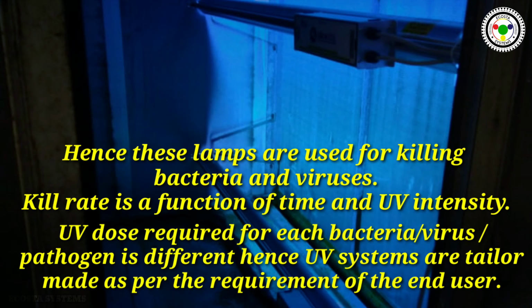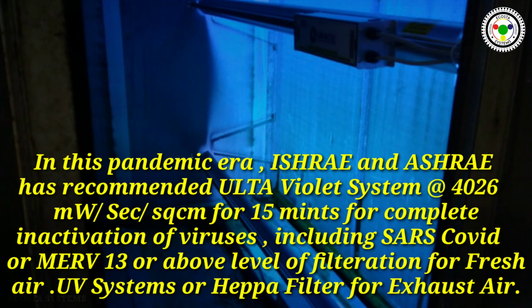UV dose required for each bacteria, virus or pathogen is different, hence UV systems are tailor-made as per the requirement of the end user. In this pandemic era, ISHRAE and ASHRAE has recommended ultraviolet system at 4026 microwatt per second per square centimeter for 15 minutes for complete inactivation of viruses including SARS, COVID or MERV-13 or above level of filtration for fresh air in UV systems or HEPA for exhaust air.